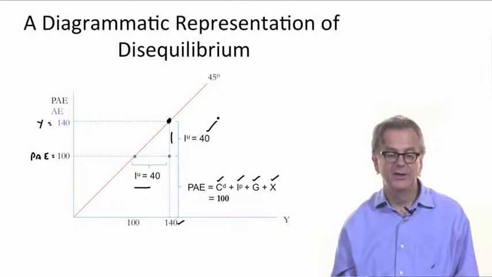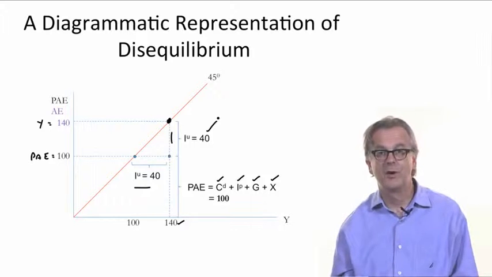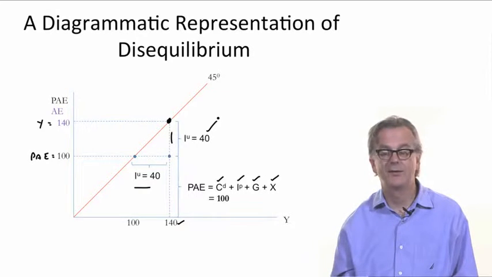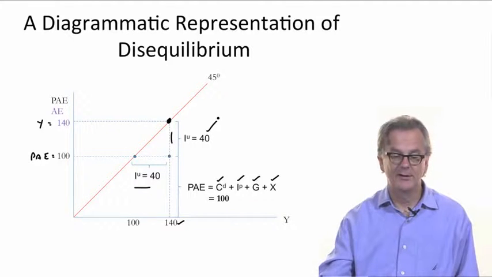It's associated with unplanned inventory increase. Or to put it simply, you're looking at an economy over this time period that has produced too much relative to the spending plans of all of the various sectors.